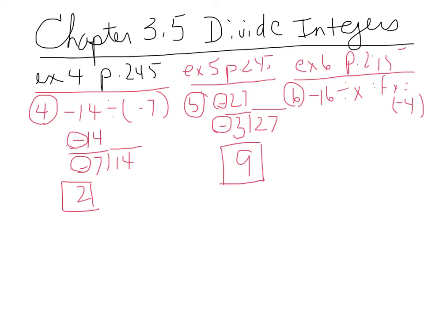So you've got your problem, negative 16 divided by x. And so we're going to rewrite that, negative 16 divided by x. But x is negative 4. So we're going to go negative 16. We're going to substitute in divided by negative 4. That's a 4. And so we have a division problem here.